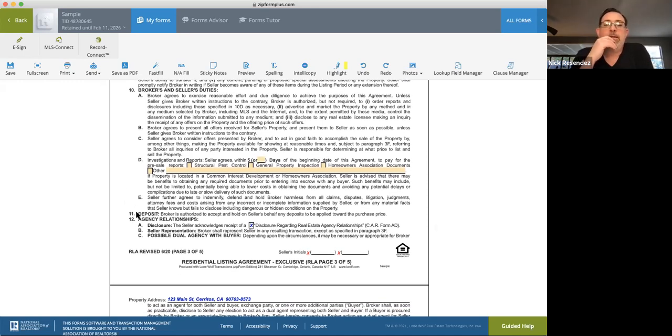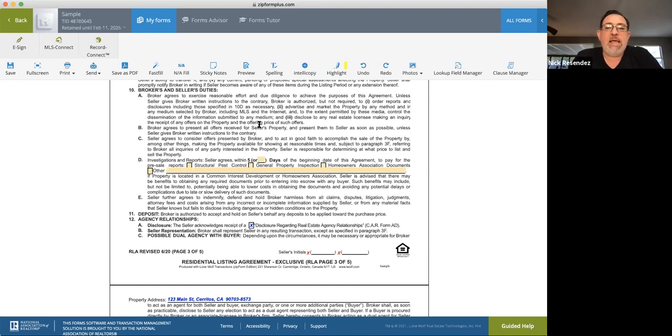Next is paragraph 10, broker and seller duties. There's a paragraph about your duties in the listing agreement, and there's one in the purchase agreement. And they're extremely important because it tells you what we're going to do. It tells the seller, here's what we're going to do. We're going to exercise effort and diligence to achieve the purposes of this agreement, which is to get it sold. We're going to advertise. We're going to market the property by any method and in any medium selected by the broker.